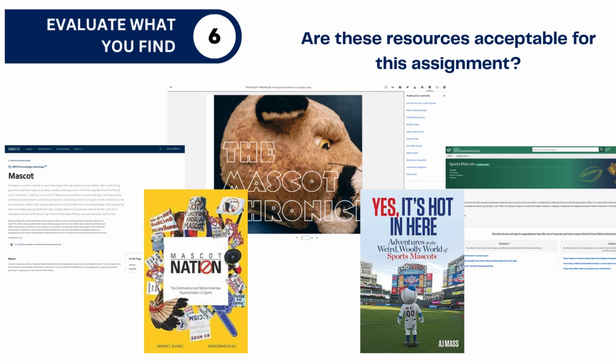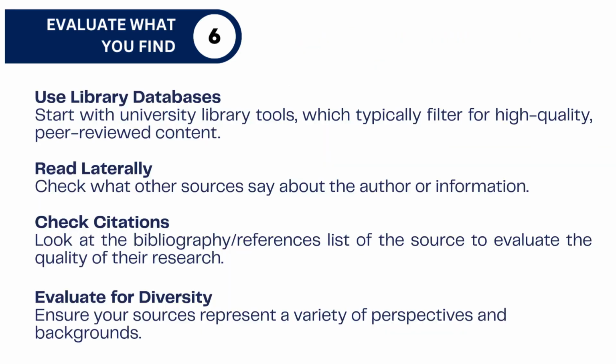You should be evaluating all of your information sources prior to using them for a college research paper. You can use the SIFT or CRAP methods, but here are a few more helpful hints to make sure you're getting reliable information, regardless of the media in which it is presented. Remember, use library databases. Start with university library tools, which typically filter for high-quality, peer-reviewed content. Read laterally. Check what other sources say about the author or information. Check citations. Look at the bibliography, references list of the source to evaluate the quality of their research. Evaluate for diversity. Ensure your sources represent a variety of perspectives and backgrounds.